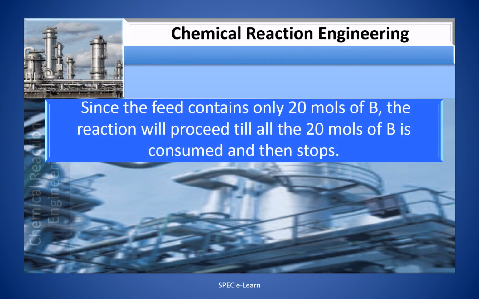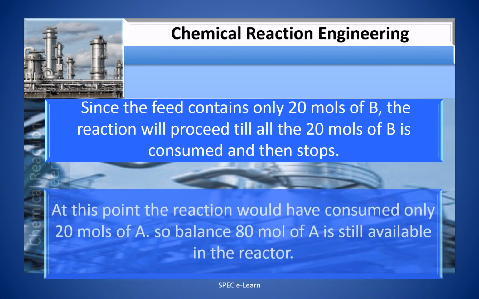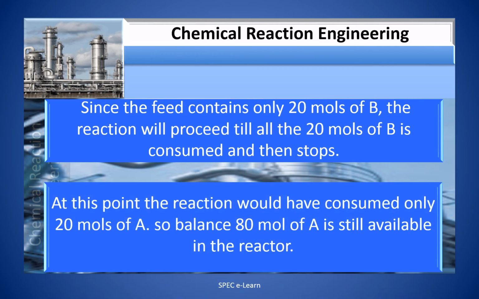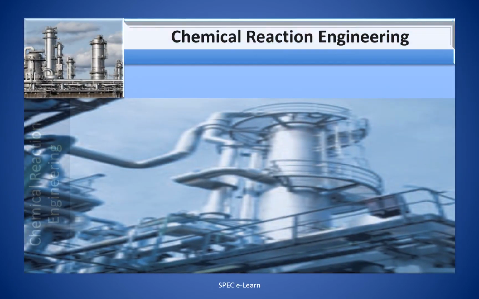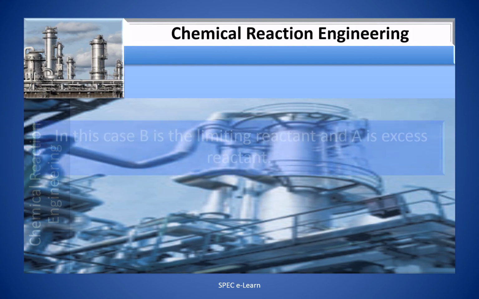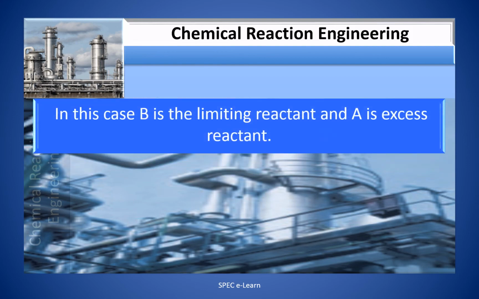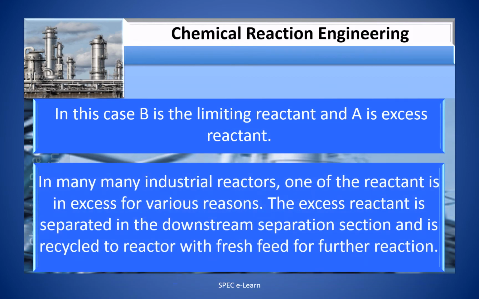Since the feed contains only 20 moles of B, the reaction will proceed till all the 20 moles of B is consumed and then stops. At this point, the reaction would have consumed only 20 moles of A. So, the balance 80 moles of A is still available in the reactor. In this case, B is the limiting reactant and A is the excess reactant.